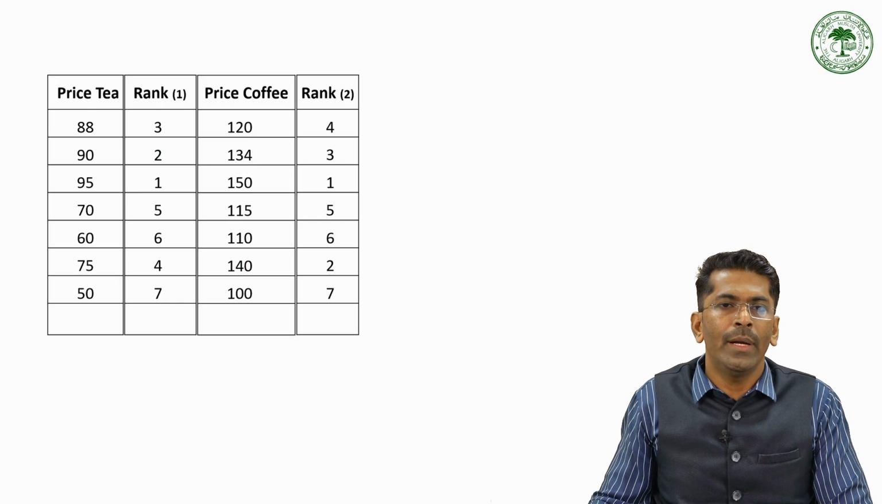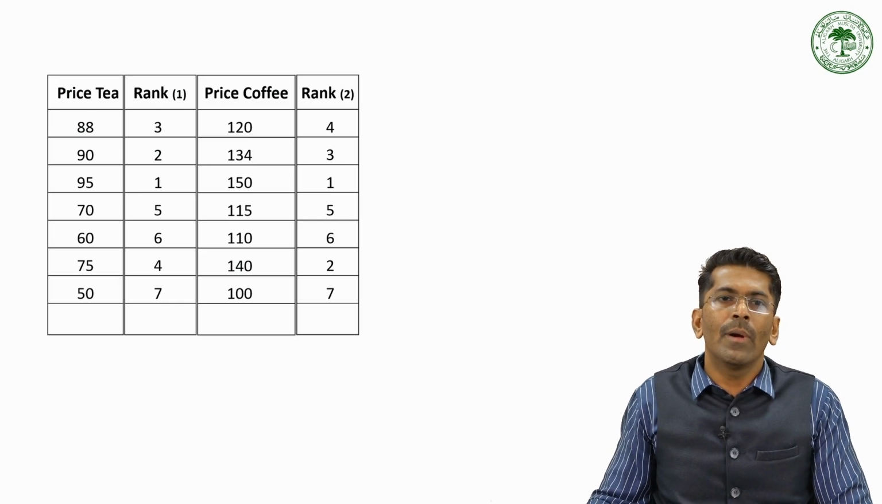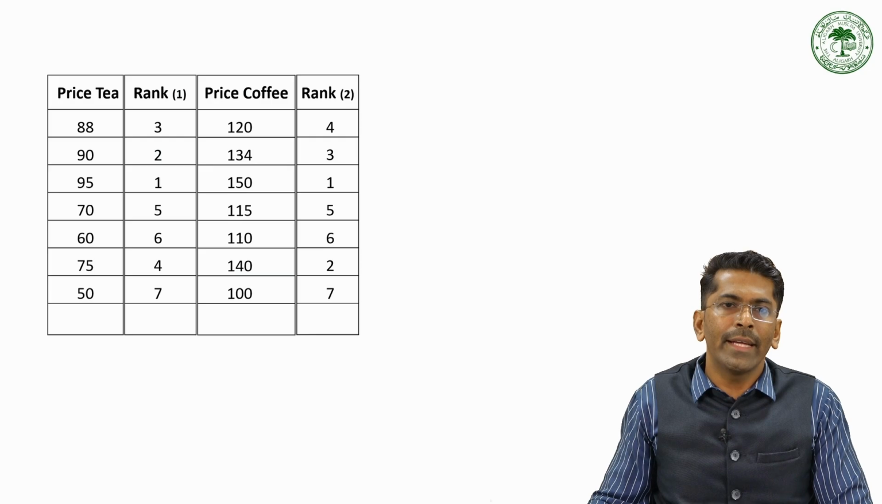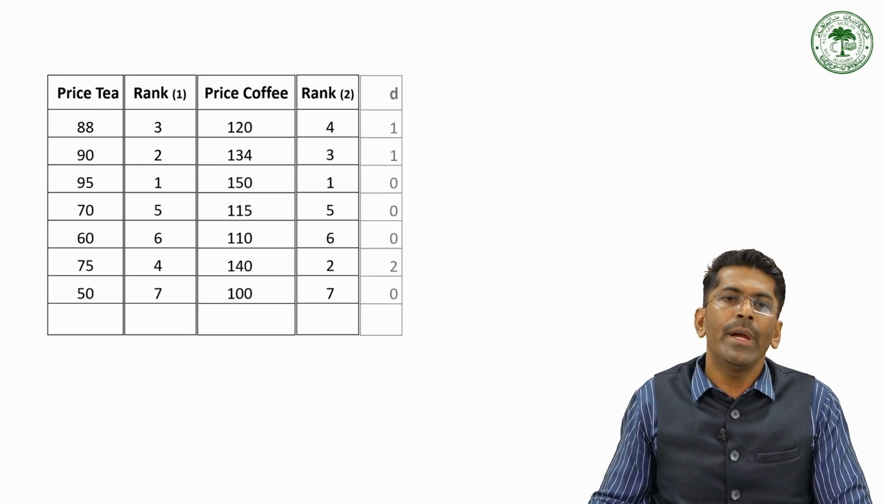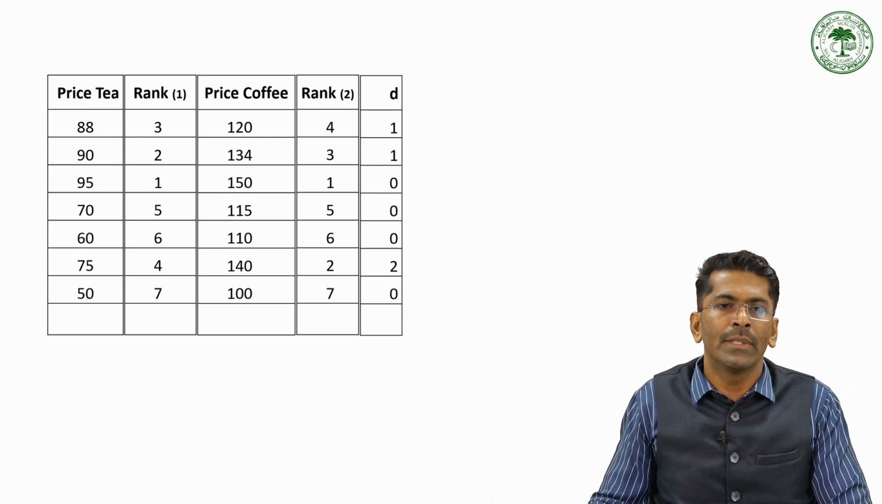Fourth rank is 120, and so on. Since we have already arranged the ranks for the price of tea as well as the price of coffee, now we are going to calculate D, that is the difference between two ranks: 4 minus 3 is equal to 1, 3 minus 2 is equal to 1, 1 minus 1 is 0, 5 minus 5 is 0, 6 minus 6 is 0, 2 minus 4 is equal to 2, then 7 minus 7 is 0.